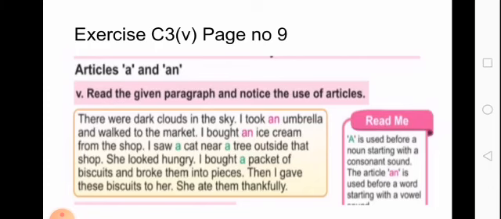From the shop, I saw a cat. Cat starts with the consonant sound, so a cat. Near a tree. Tree, consonant sounds. It starts with a consonant sound, a tree. Outside that shop, she looked hungry. I bought a packet of biscuits. A packet. Packet starts with the consonant sound. And broke them into pieces. Then I gave these biscuits to her. She ate them thankfully. I hope articles is now clear to all of you.